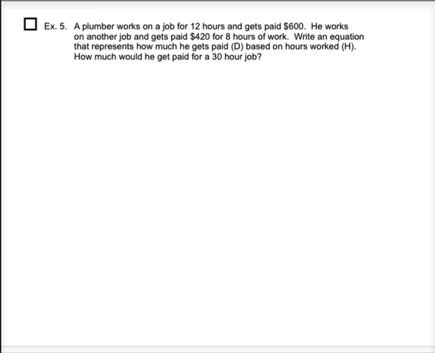So we're talking about how much he gets paid, D, being based on the hours he worked, H. So what I'm seeing here is H is our independent variable, and it is dictating what he gets paid, what D, his daily pay is. So that's going to be how I represent this. Instead of X comma Y, it's going to be H comma D.